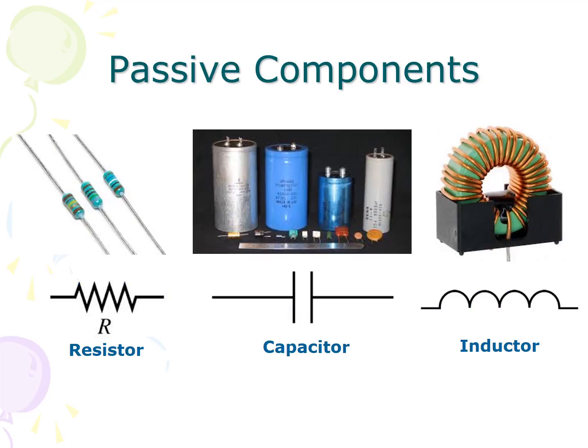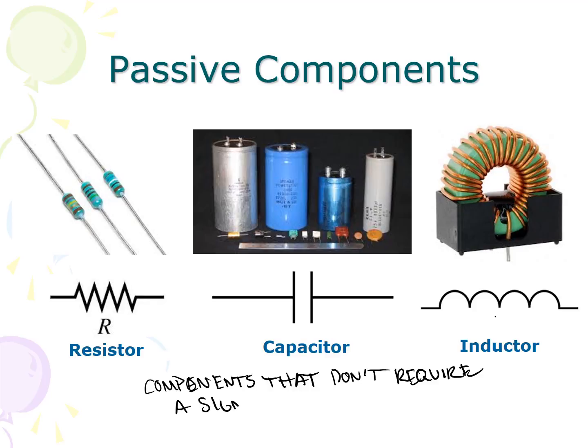So let's talk about some passive components. What is a passive component? Well, it's a kind of component that you would have in your circuit that doesn't require a signal in order to function. So they work passively. That name kind of makes sense, right?